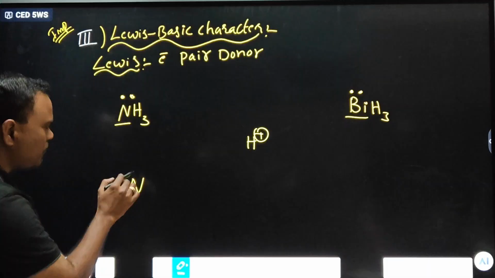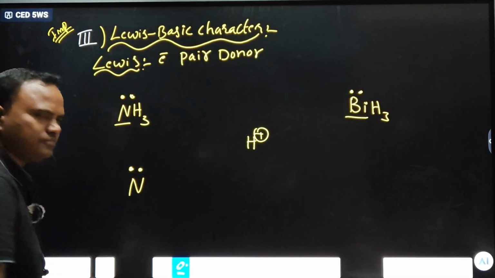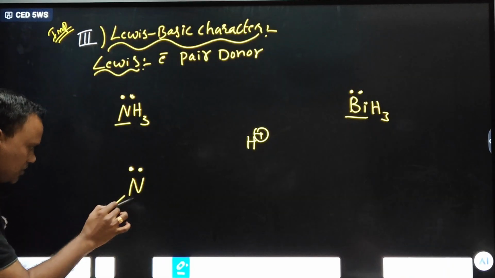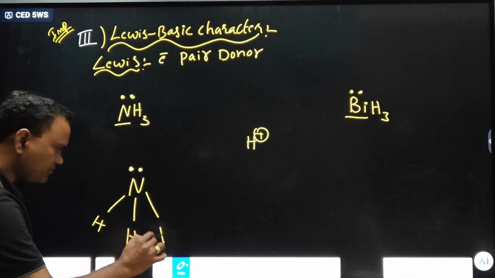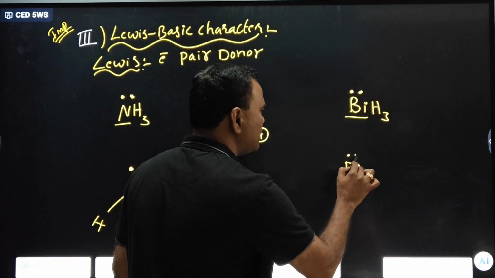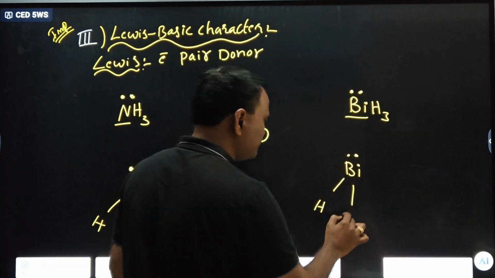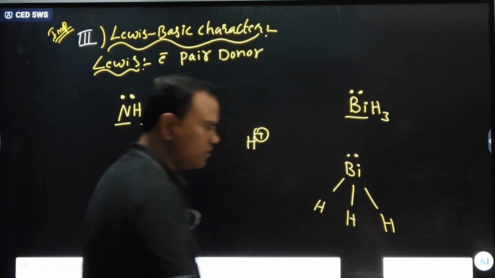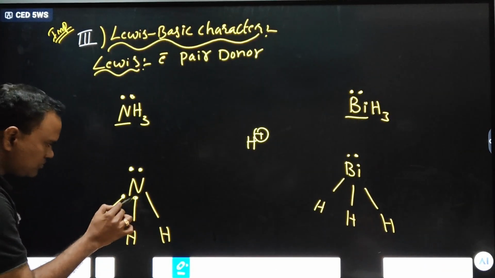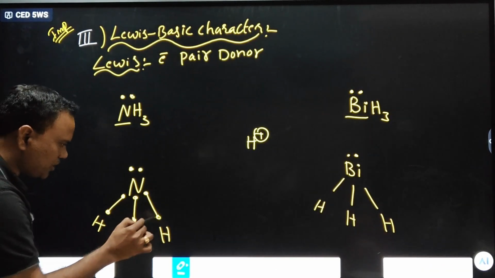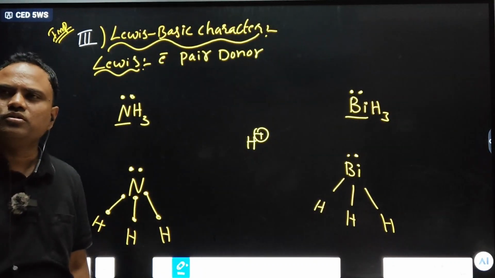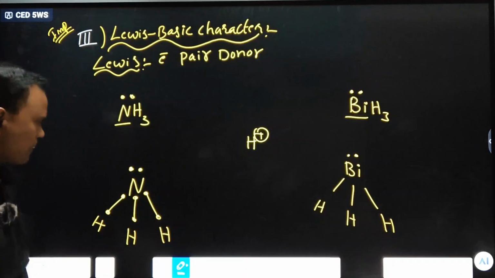Right? Nitrogen is already carrying some weight, some electrons on its head, and these are the surrounding hydrogens. Here also bismuth is carrying some electrons on its head. Clear? Okay. In each bond, how many electrons are present? 2 electrons are present in each bond.